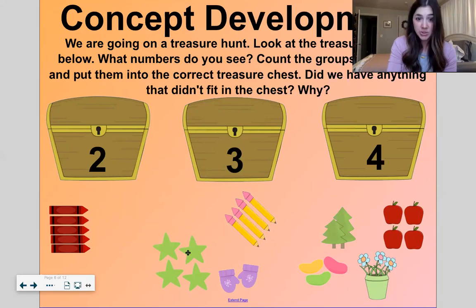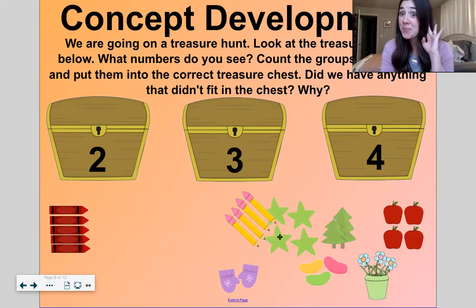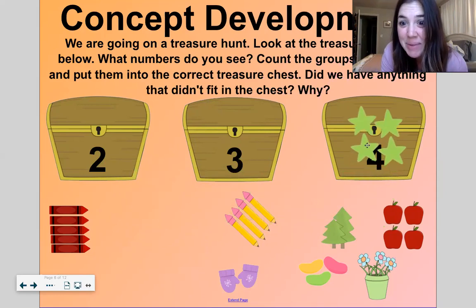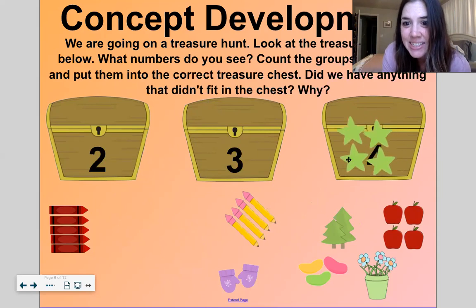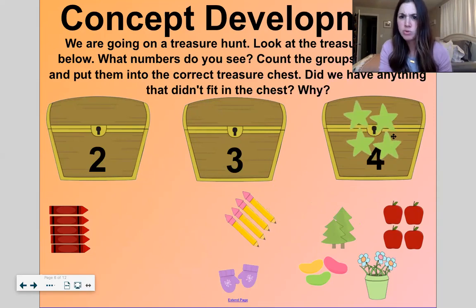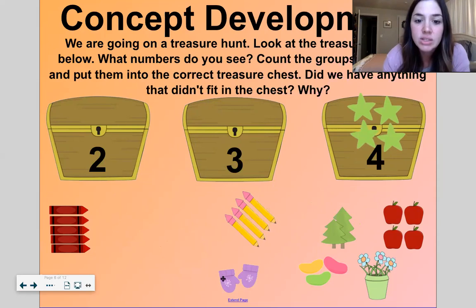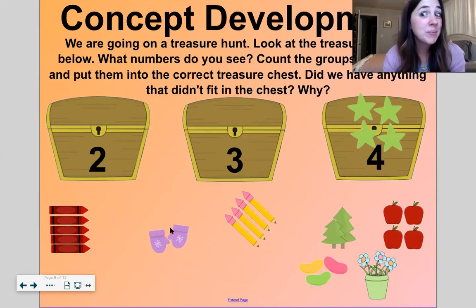How many stars? 1, 2, 3, 4. Okay, which one does it go in? 2, 3, or 4? 4. Yes. Bye, stars. Oh, the stars like to stay there, I guess. That's okay. Let's move them up a little bit. Okay. I bet my video is in the way. That's okay. All right, let's try these gloves. 1, 2. 2, 3, or 4?